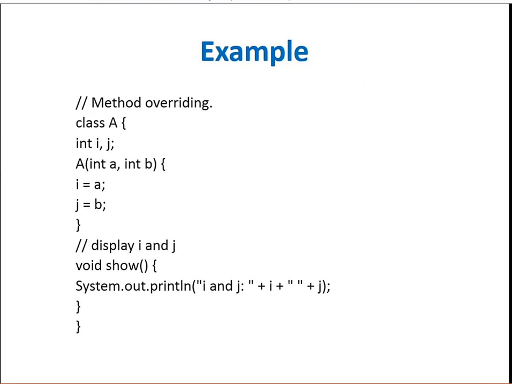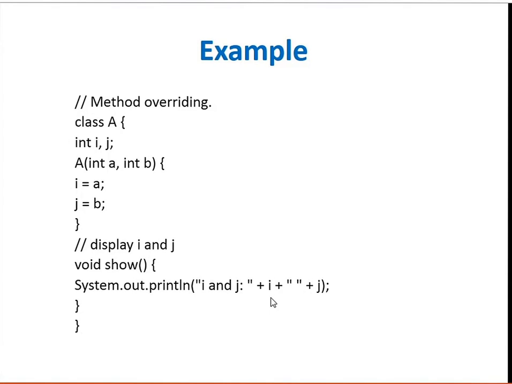This is a small example of method overriding. A class A with two variables, int i and int j. Here we have written one method, the constructor A, with int a and int b, and then we initialize the variables i and j with the values of a and b. To display i and j, void show, System.out.println i and j, we are printing here.